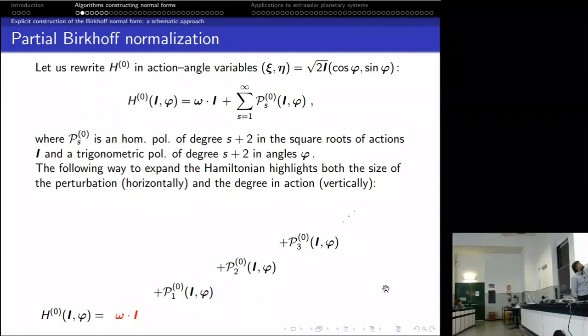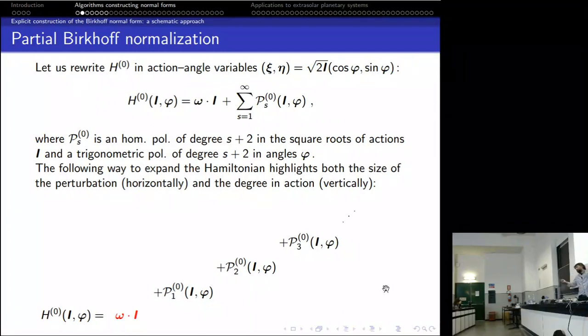So close enough to the origin, when you increase the action, since the action is small, this term is smaller than this, and so on, by increasing the total degree in action. Actually, it is the total degree in the square root of the action. And we shift the indexes a bit so that index one refers to a term that is cubic in the square root of the actions, and index two refers to a term that is quartic in the square root of the actions, and so on. Okay?